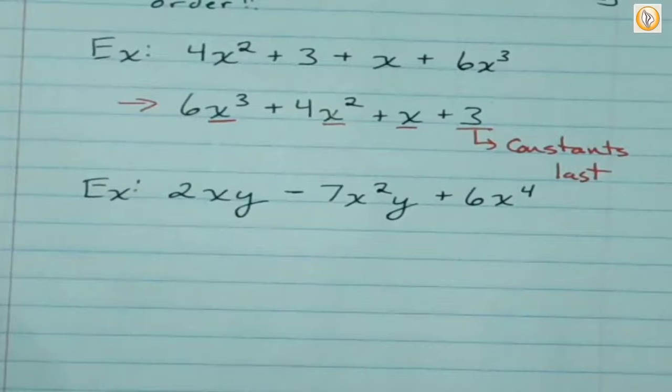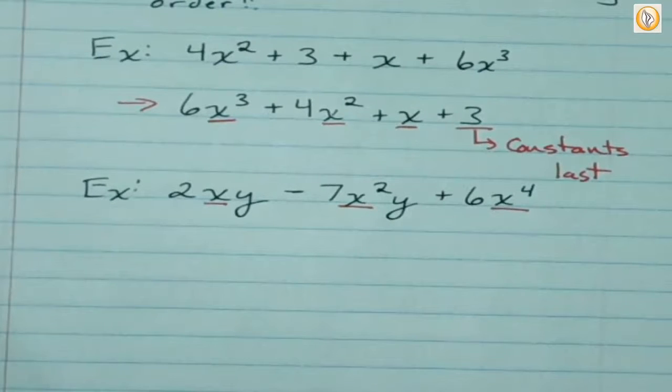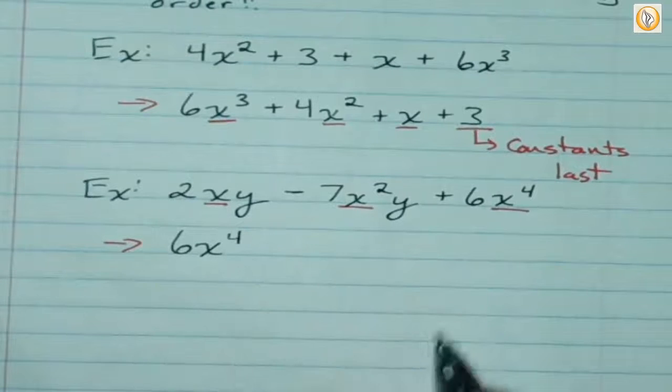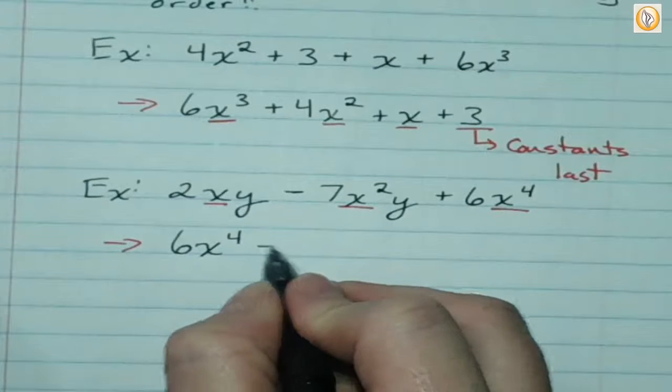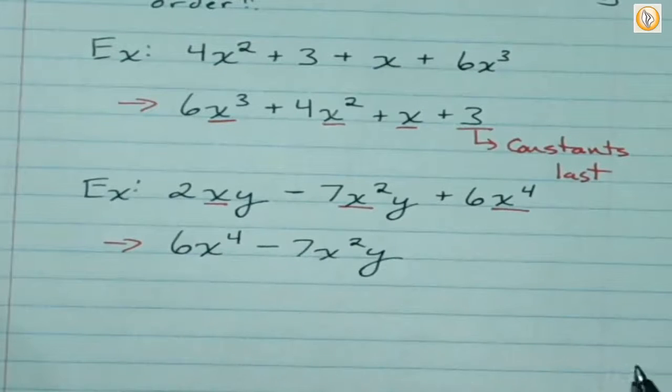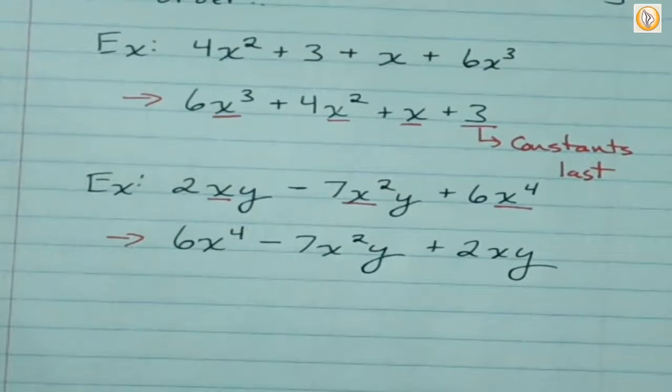You go A, B, C order. Yeah, A, B, C order. X comes before Y, correct? Yeah. All right, which one of those X's is highest? 7x squared. Huh? 6x. Oh, whoops. X to the fourth is highest. What's next? 7x squared y, don't forget the y, and then 2xy. That's how you solve it.